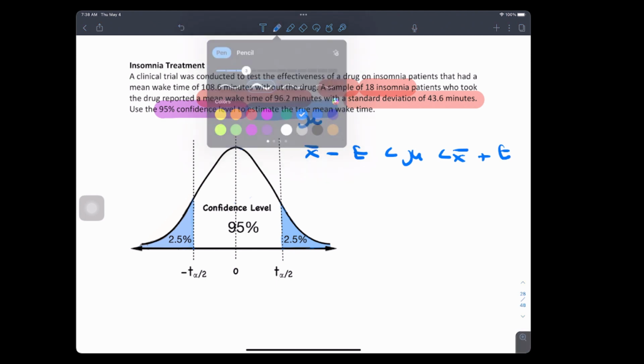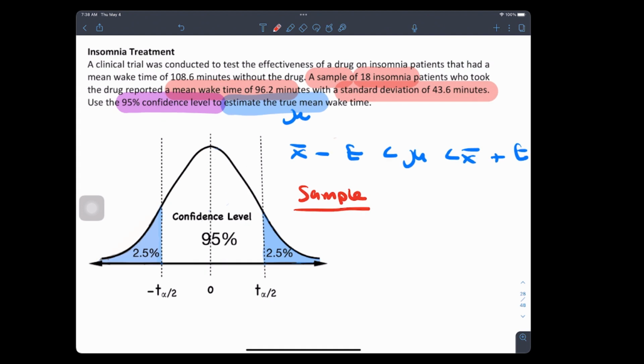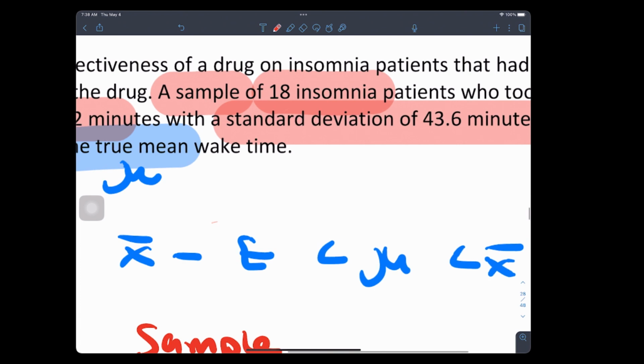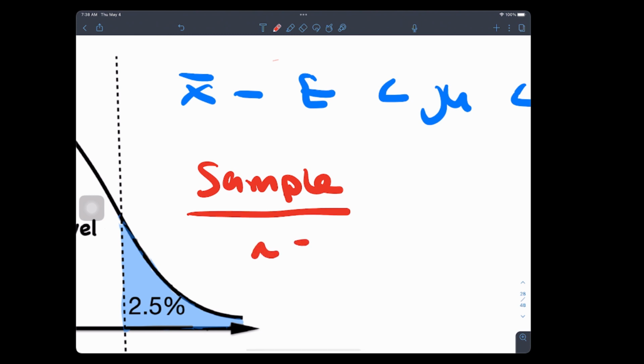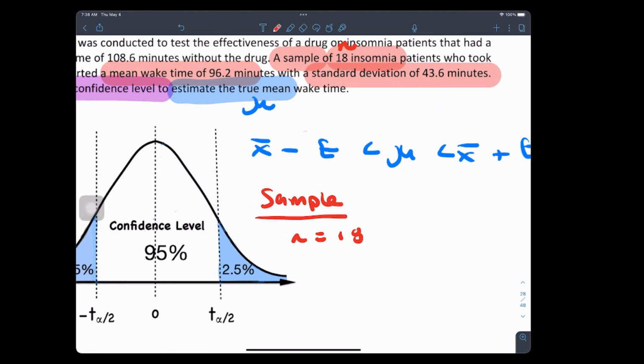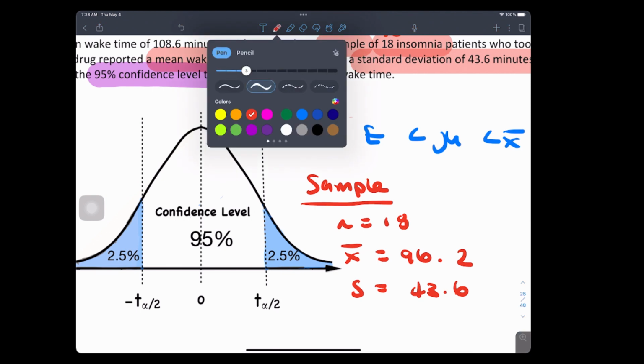Now, what does the sample information say? Sample of what? 18. What does that mean? Isn't that the sample size? Isn't that small? That's small, isn't it? I got to know that. What was the mean wake time with the medication? 96.2. What was the standard deviation? 43.6. What's the confidence level? 95.